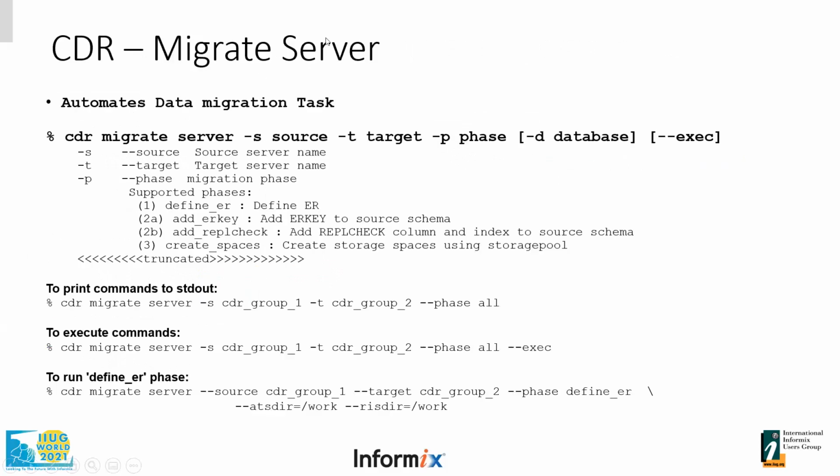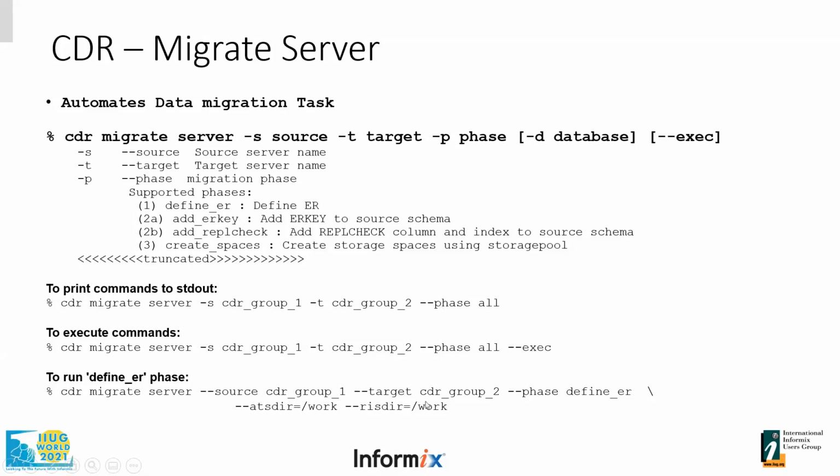The migrate server is a very handy utility to automate your data migration to a new server using an ER environment. CDR migrate server has a very simple interface to give a source and target. Obviously, both of these instances are defined in the SQL host, and we can also use some phase and other options here. If you look at this example, CDR migrate server, I have instance 1 and instance 2, and I'm using a phase being all.